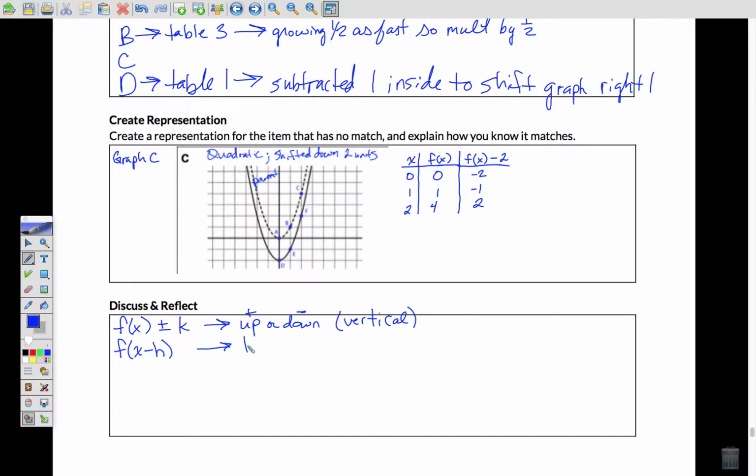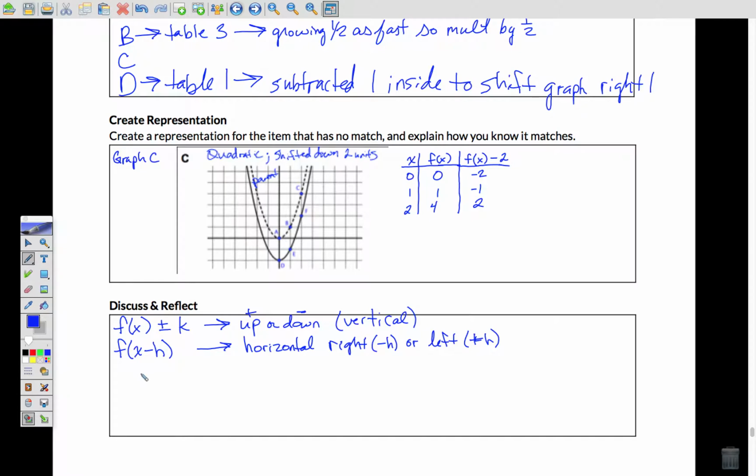So this is going to be our horizontal shift, all of the points. And so remember, it's going to go either right, and that's if it is a minus h, or it's going to go left, and that's if it's a plus h.